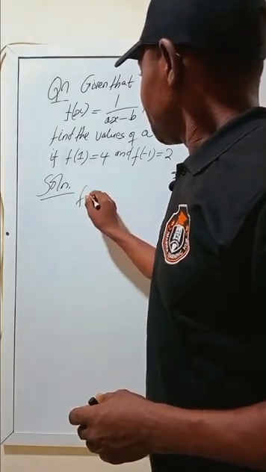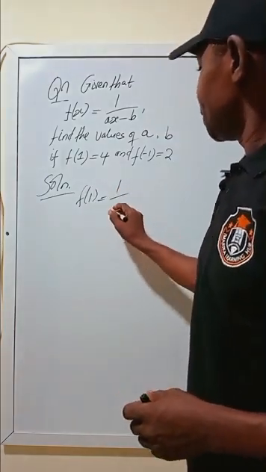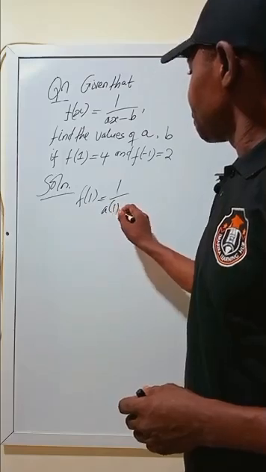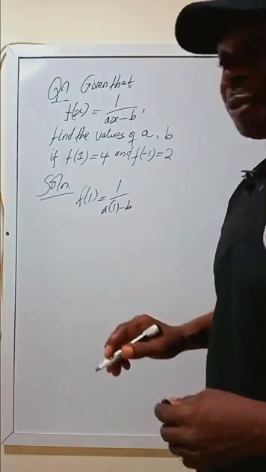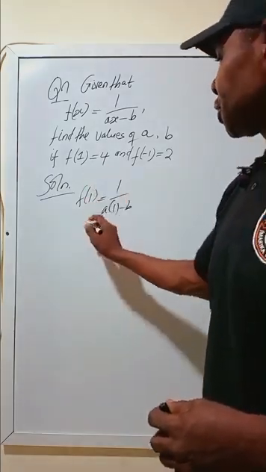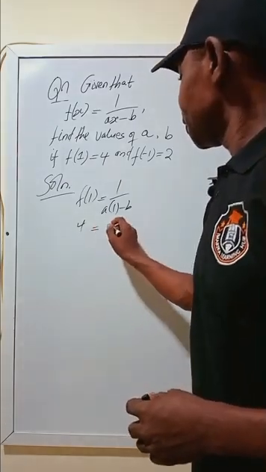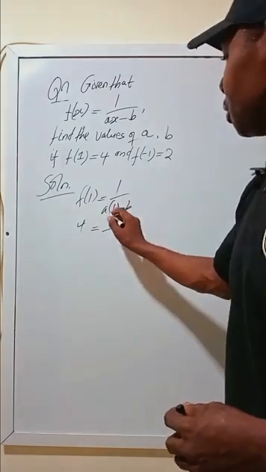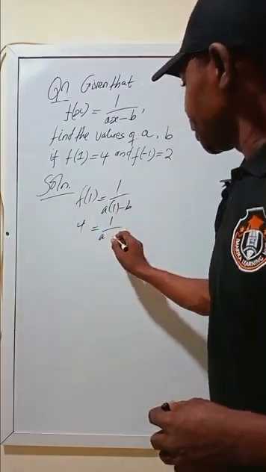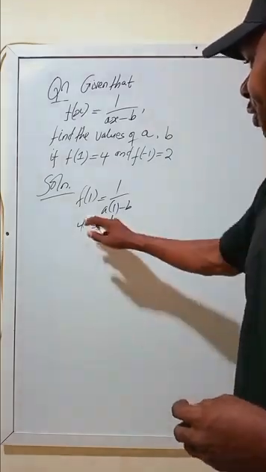That f of 1 will be equal to 1 over a times 1, minus b. What is f of 1 according to the given information? This is equal to 4, right? So 4 is equal to 1 over a times 1, then minus b. Let's write this equation in linear form.